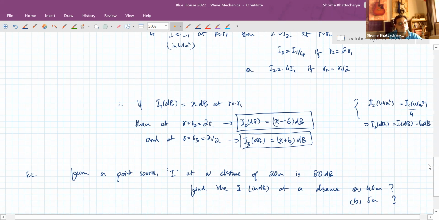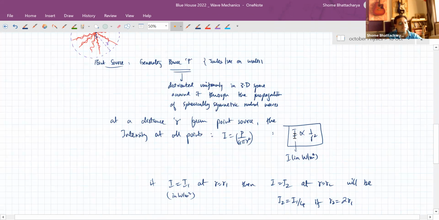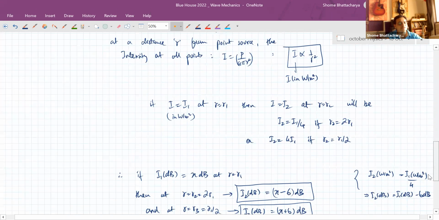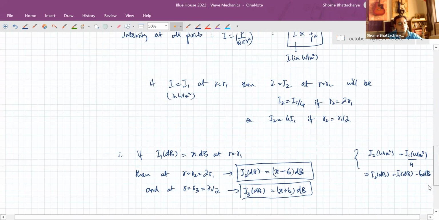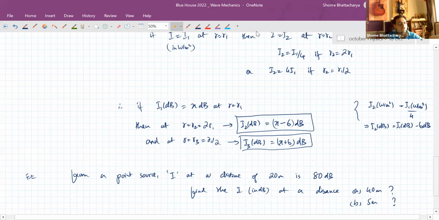Both of the concepts that we've written above: variation of intensity with distance is like this, that intensity is inversely proportional to R square. And the decibel scale concept that you know is that every time you double the intensity, there is a plus 3 dB rise, or every time you halve the intensity, there is a 3 dB loss. So using that concept.